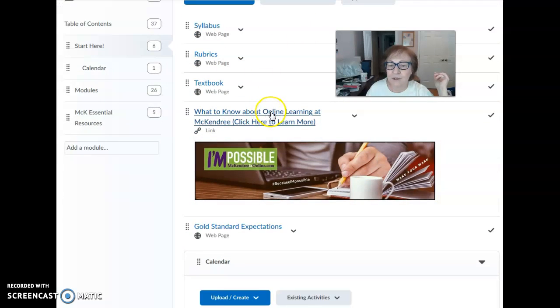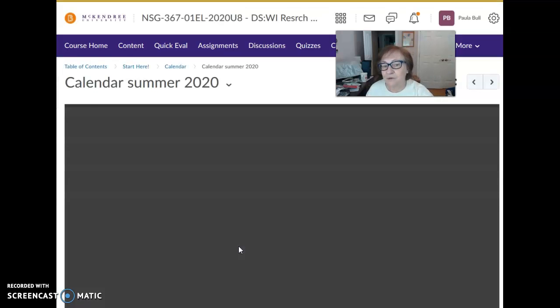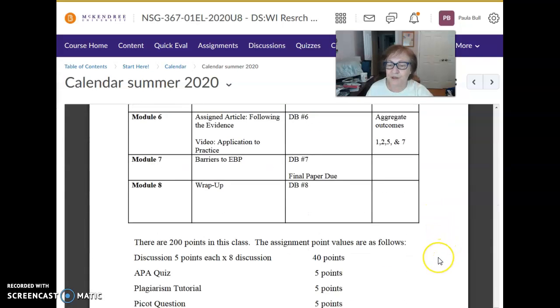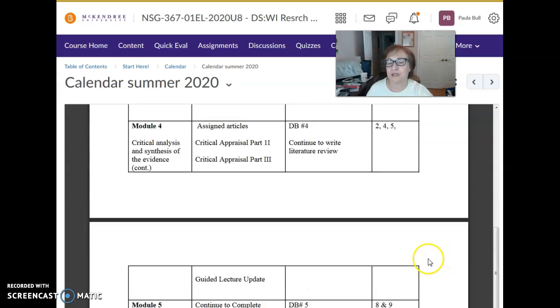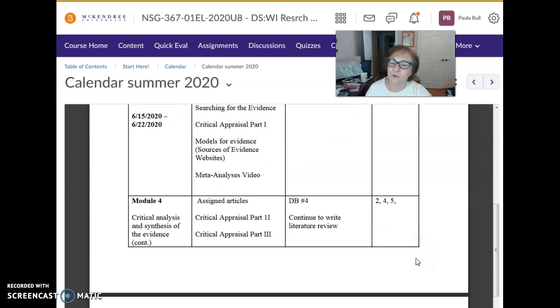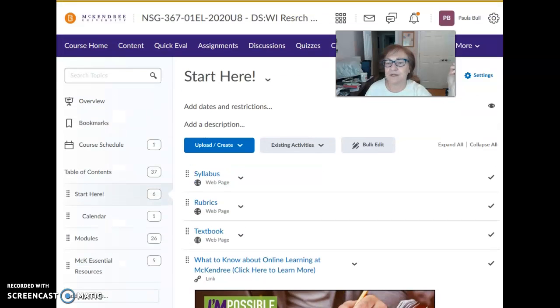So this is what to know about learning at McKendree. You can click on this, and this is your calendar. I'm also going to email you all a copy so you can easily print it. I'm pretty sure the due dates and the points are not going to change. What may change is, after the 3rd week, reading materials, or I may add another website, or a short recording, things like that. But you will find them in the modules, which I'm going to show you in a minute. So this is your calendar. As I said, I will email this to all of you so you can print it easily, because the way it was uploaded to Brightspace, I don't think it's easily printable.